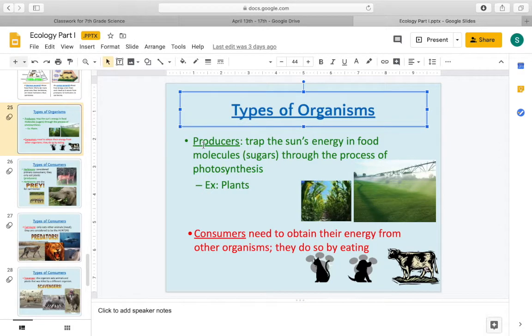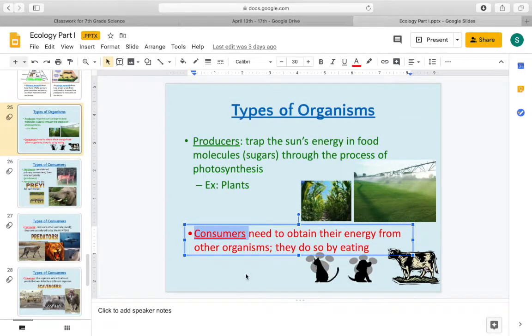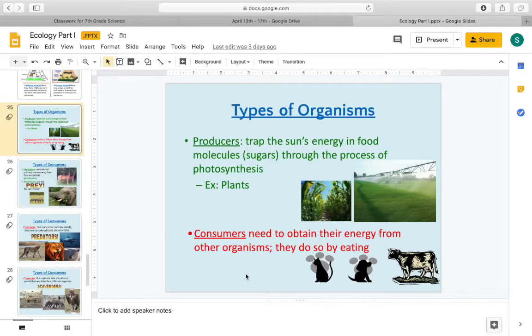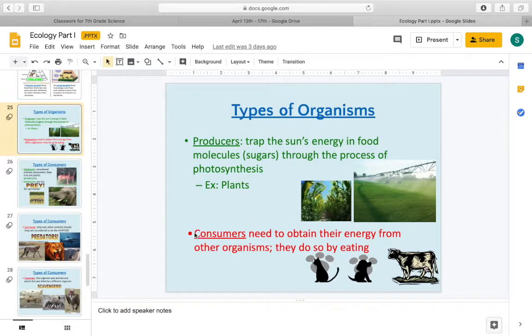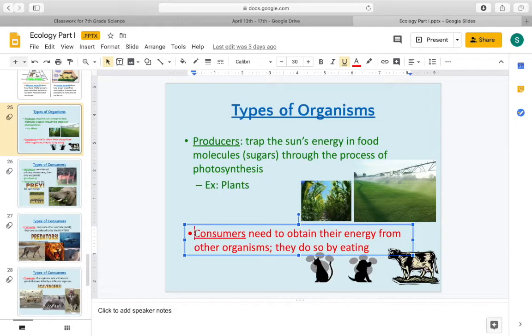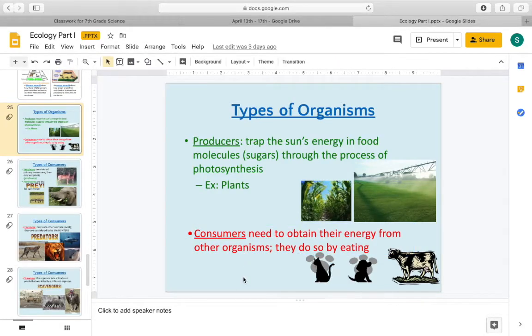But all other animals are considered consumers. They need to eat something else to get their energy. Producers make their own energy. Humans have to eat something else in order to get energy. All other animals have to do this. So by eating something else, that is considered a consumer, to take in something else. So we're going to go through a couple different types of consumers.